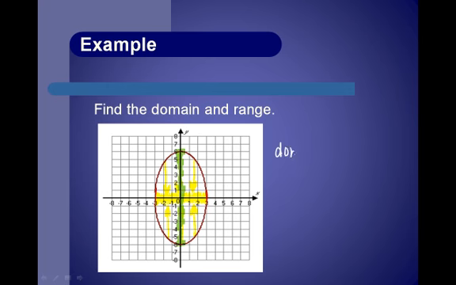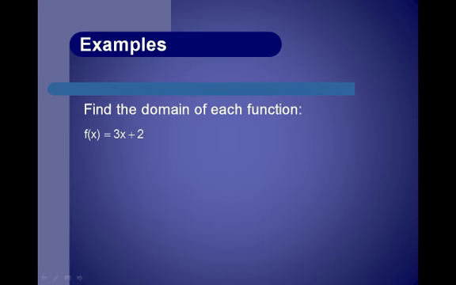So the domain, going from negative 3 to 3, we would write x is greater than or equal to negative 3, but less than or equal to positive 3. And the range would be all y's between negative 6 and 6. So we're going to write that as y greater than or equal to negative 6, but less than or equal to positive 6. So how do we find the domain if we don't have a graph?